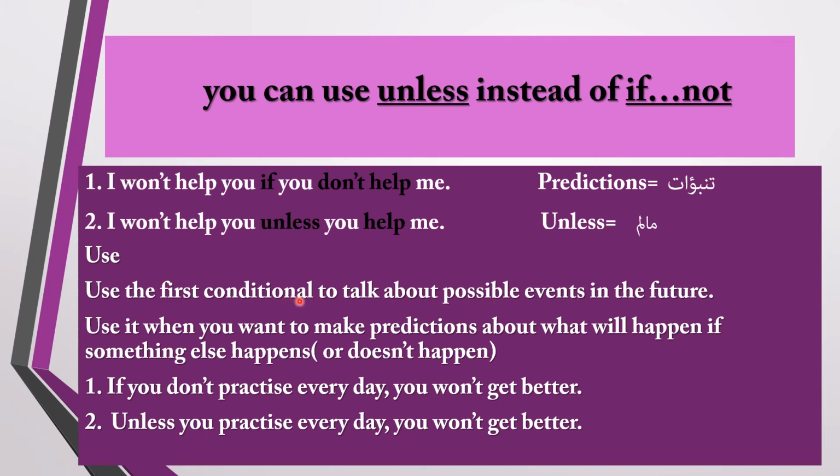Use the first conditional to talk about possible events in the future. Use it when you want to make predictions about what will happen if something else happens or doesn't happen.